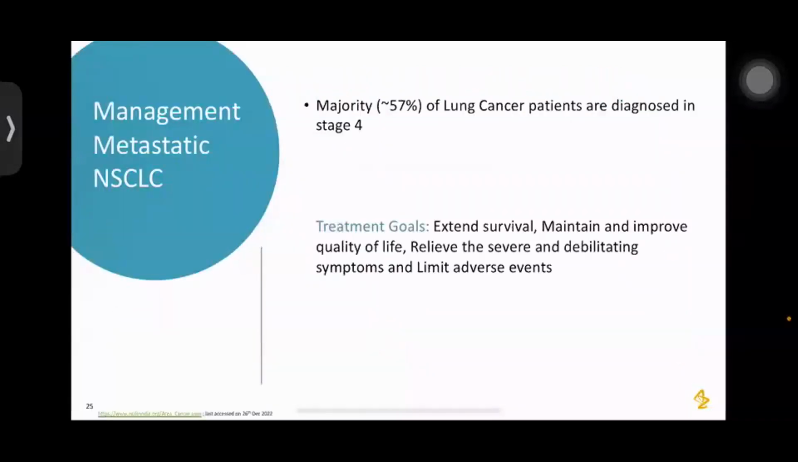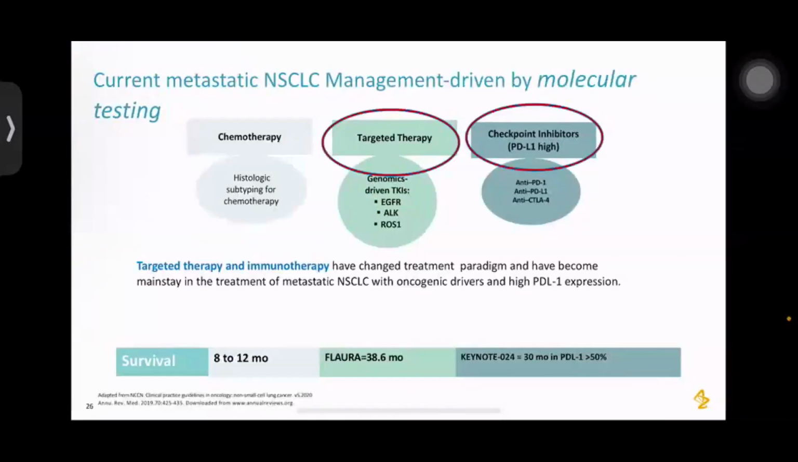Coming to stage 4, as we all know, the majority will be stage 4 disease, and treatment goals will be extended survival and to maintain and improve quality of life. So it will be either chemotherapy, or molecular-driven targeted therapy, or checkpoint inhibitors based on PDL1 status. In targeted therapy, predominantly EGFR, which we have. The survival with EGFR-positive targeted therapy was 8 to 12 months. With the FLAURA data, we have 38 months of positive data, and for immunotherapy, KEYNOTE-024, 30 months in PDL1 more than 50%. And for targeted therapy EGFR, FLAURA osimertinib, 38 months.